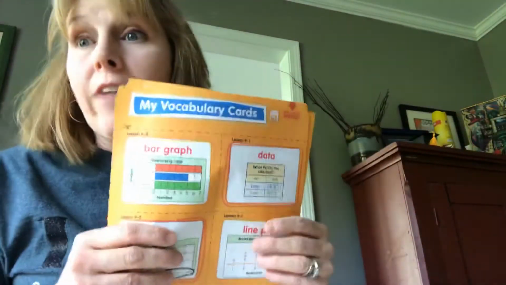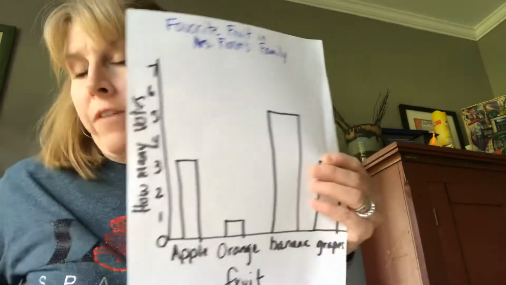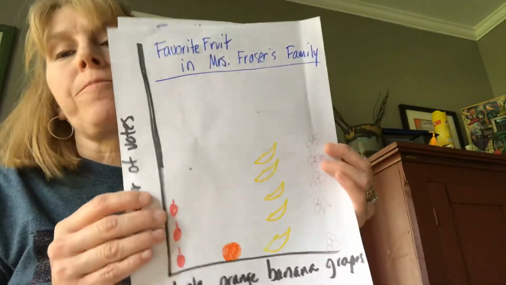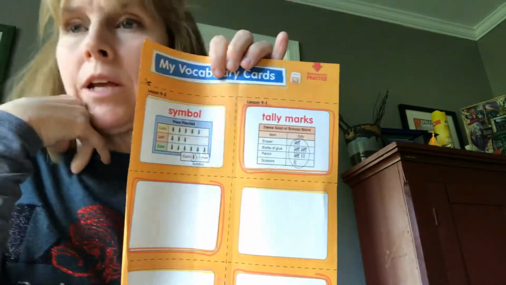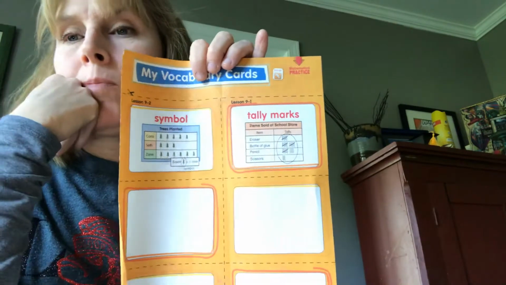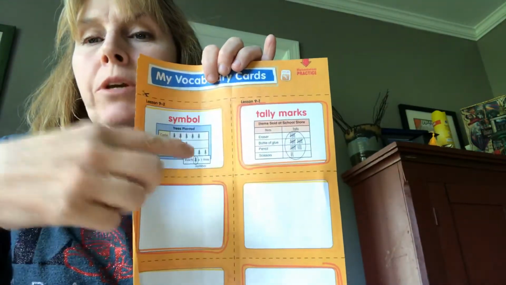We've been talking about graphing. We have done a bar graph. We have done a picture graph. We have learned that tally marks is what you use when you ask a survey. Everyone asks a survey at home. We know that symbols are pictures.